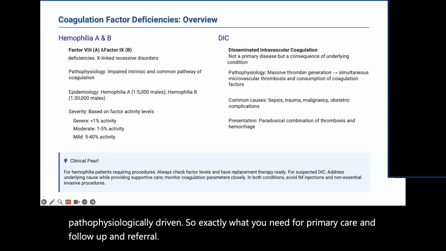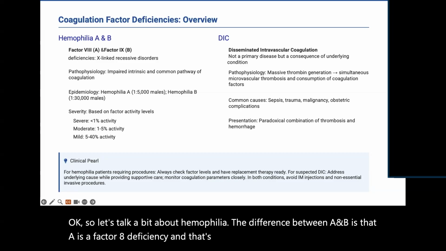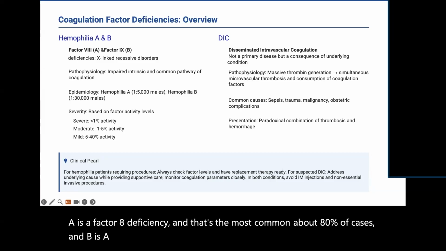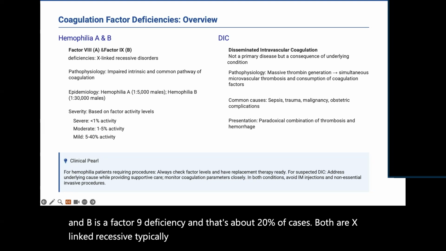Okay, so let's talk a bit about hemophilia. The difference between A and B is that A is a factor 8 deficiency, and that's the most common, about 80% of cases. And B is a factor 9 deficiency, and that's about 20% of cases. Both are X-linked recessive, typically affecting males, although females are carriers.